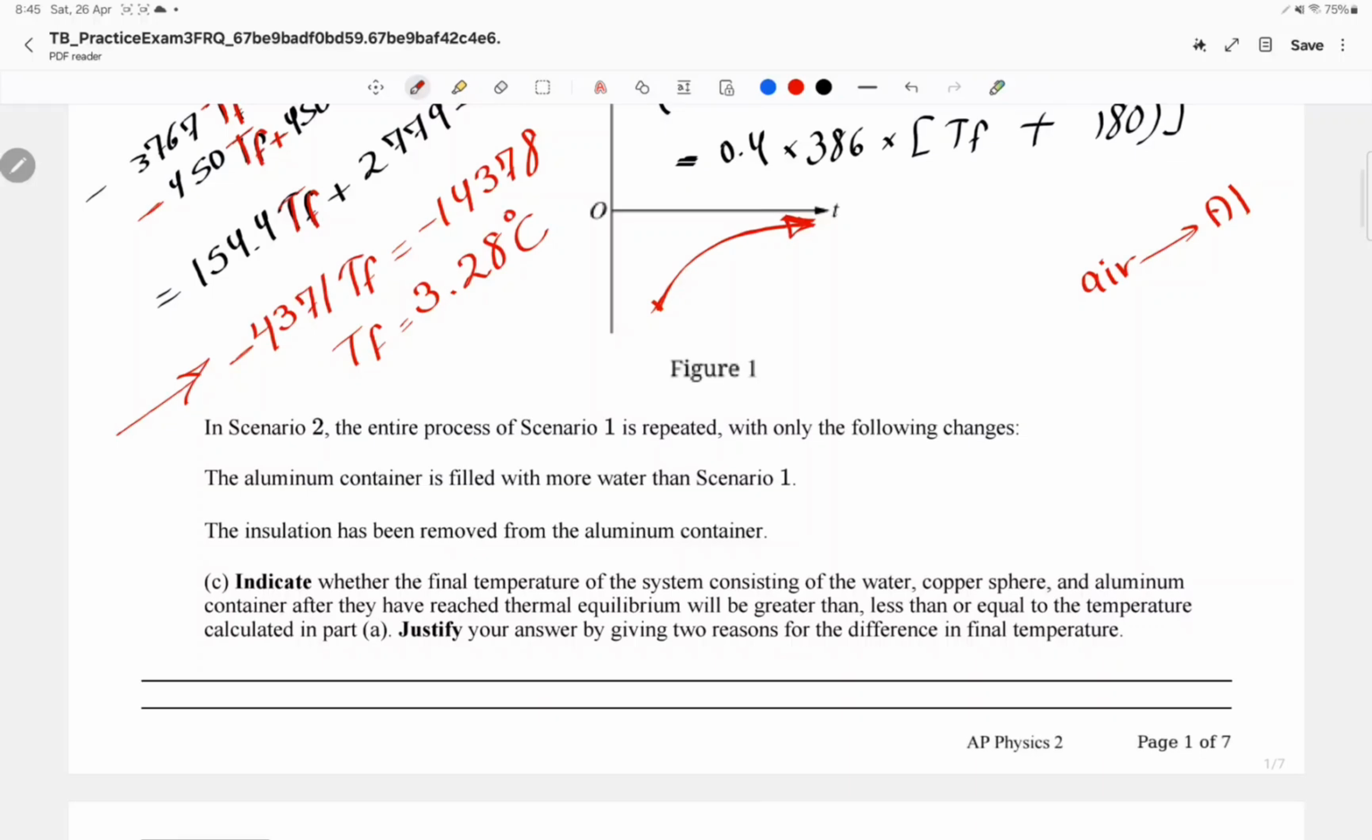In scenario 2, the entire process of scenario 1 is repeated with all the following changes. Now, the aluminum is going to have more water than scenario 1. Insulation has been removed from the aluminum container. Okay. So C: indicate whether the final temperature of the system consisting of the water, copper sphere, and aluminum container will be greater than before, less than before, or the same as before.